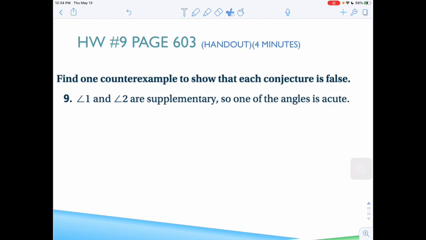And now I would like you to try homework number 9 on page 603. Find one counterexample to show that each conjecture is false. For number 9, we have angles 1 and 2 are supplementary, so one of the angles is acute.